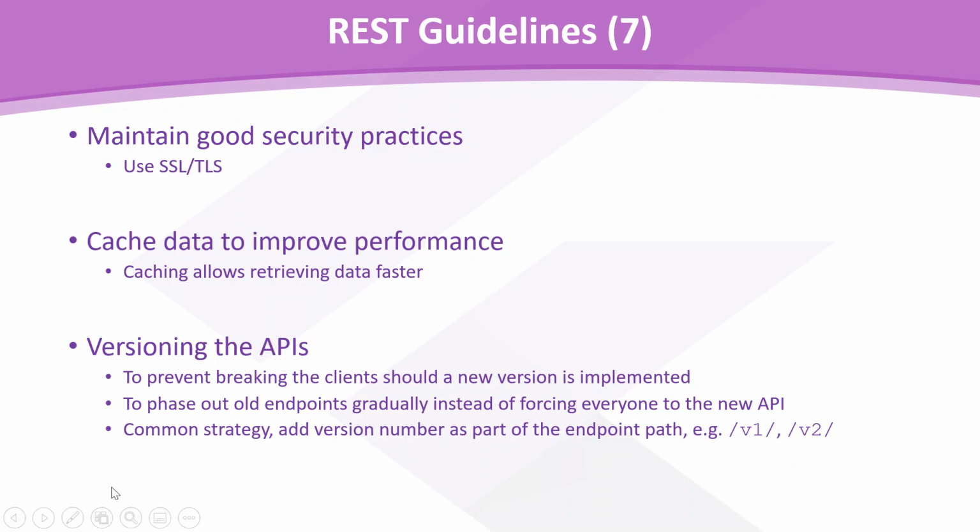So to prevent that from happening, use versioning. So you have version 1, version 2, and for existing users, maybe you just ask them to use version 1. For new users or for new updates, you ask them to use version 2. This is actually a good strategy to phase out endpoints gradually, instead of forcing everyone to the new API.